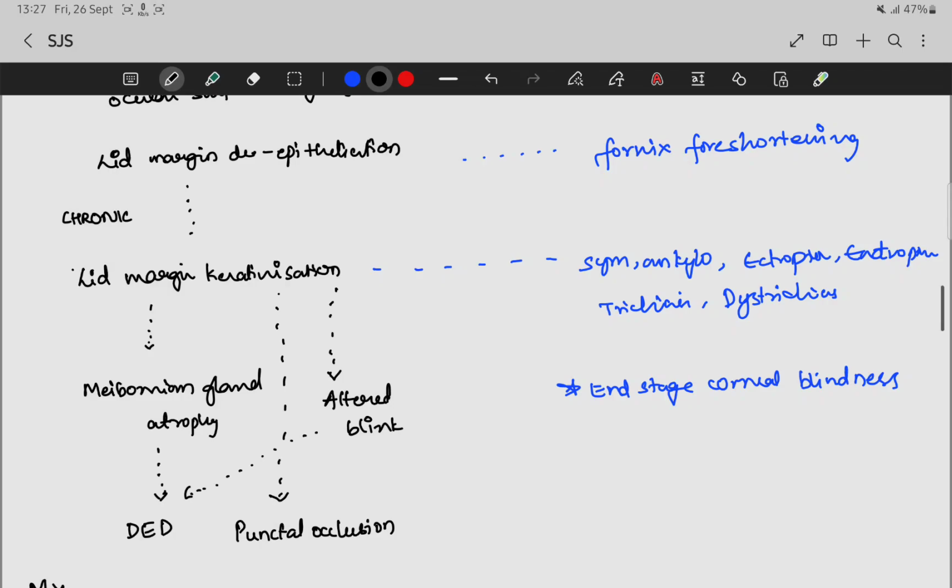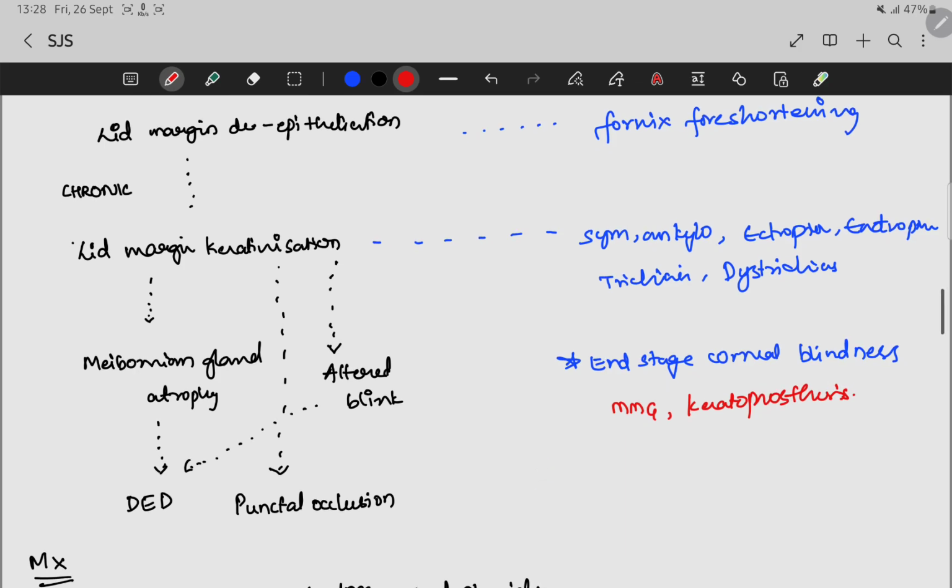If it is asked as a question, we should also mention the treatment part of all these things. In case of end stage corneal blindness, we need to go for mucous membrane grafting and keratoprosthesis. The mucous membrane graft can be taken from oral mucosa. For keratoprosthesis, we have Boston type 1, modified type 1, and type 2 also. Type 1 is for a wet surface, whereas type 2 is for a dry surface. We have osteo-odonto-keratoprosthesis. So these are all separate things.